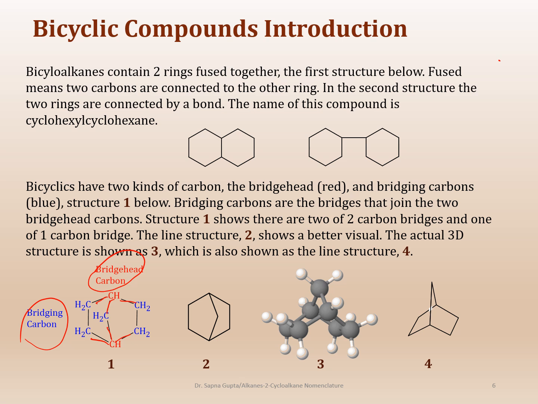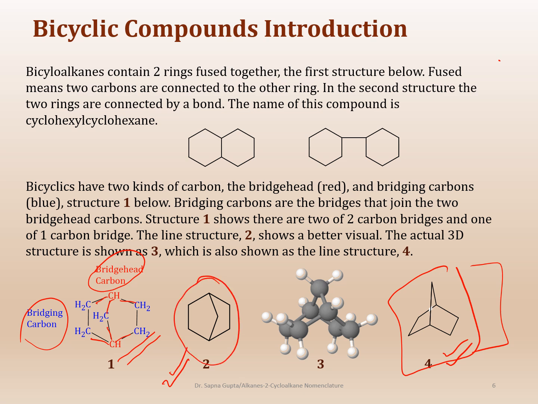Now, what I've shown you here is all the different drawings possible for one bicyclic compound. This is, of course, all the carbons shown. This is a line structure. This is another line structure. This is actually the true 3D representation. If you were to actually make a real model with balls and sticks, this is what you will see. And here is the ball and stick model.